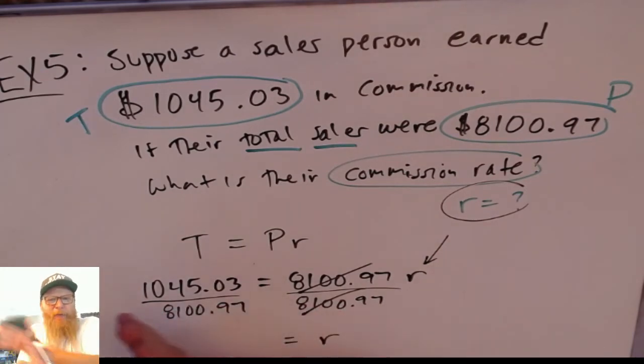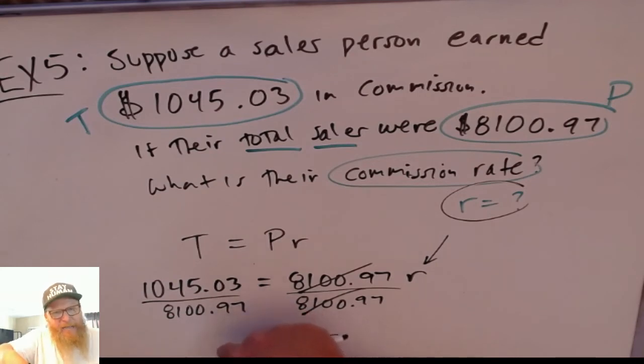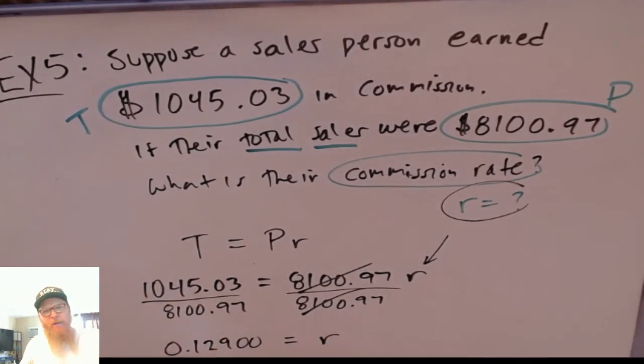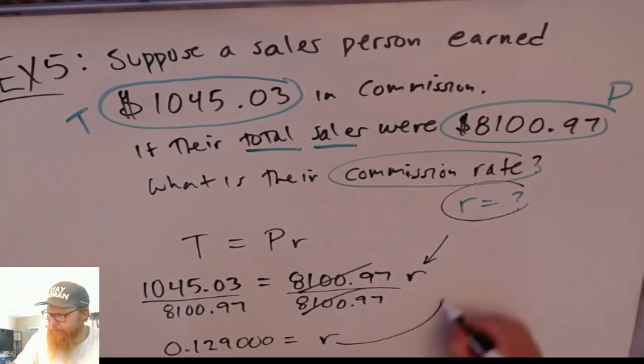If you'd like to rewrite it so that the R is on the left side so it looks more natural, you certainly can. I'm not going to. I don't have enough room on my... So you get 0.12900. It actually goes 0006, blah, blah, but I don't need that many decimal places.